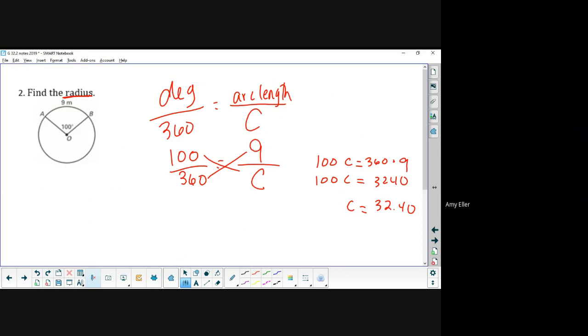If you were to circle that answer, I would give you maybe half the credit. Done a lot of good work. Think about what you have and what you need. You have the circumference. You want the radius.